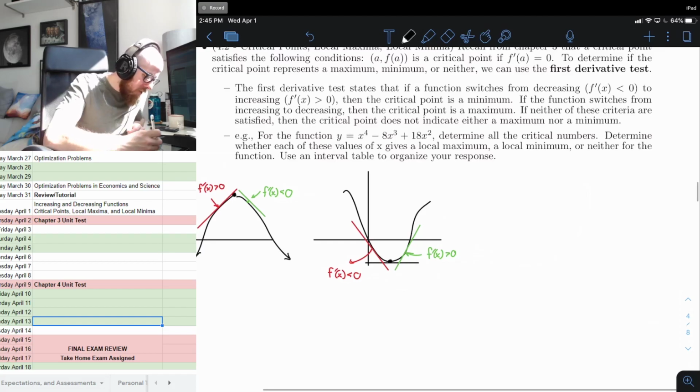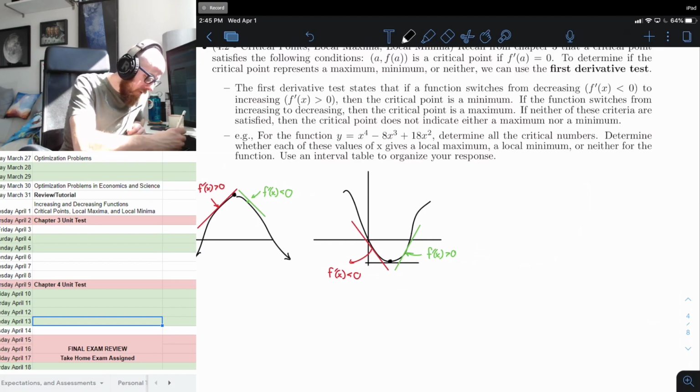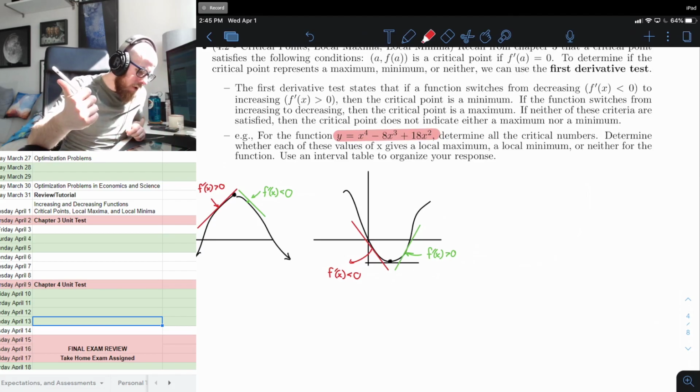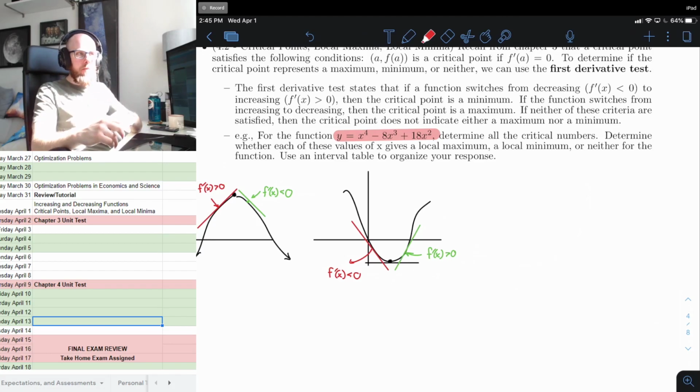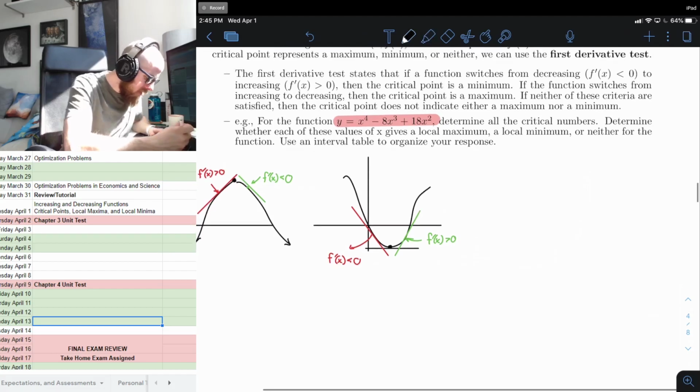So I'm just going through the example here. We have a function y equals x to the 4 minus 8x cubed plus 18x squared. We have to first determine all the critical numbers, and then determine whether each of these critical numbers gives a local max, a local min, or neither. Okay, so let's see what's going on with this.